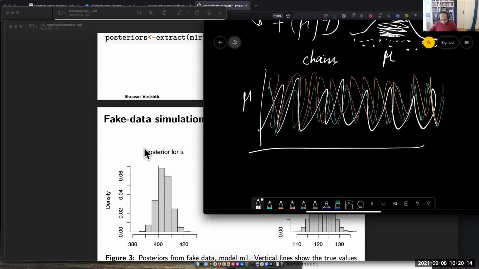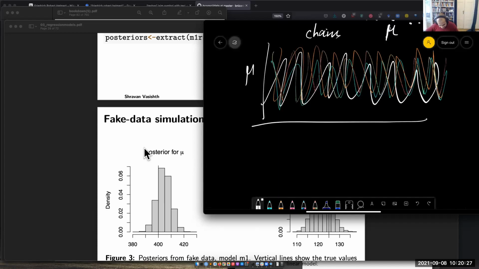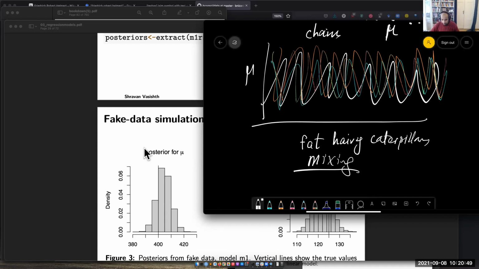And what's interesting is that if these 4 chains all give you the same distribution, then we say that the chains are mixing nicely. What they say in Bayesian statistics is that the chains look like fat, hairy caterpillars. So if you see a distinctive overlapping of the chains, that tells you that the chains are mixing nicely, and that we are getting a robust estimate of the posterior.